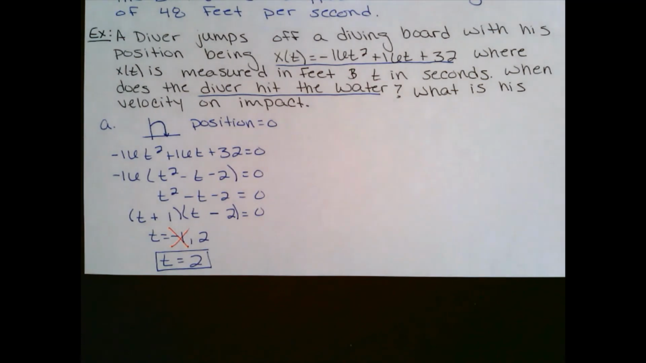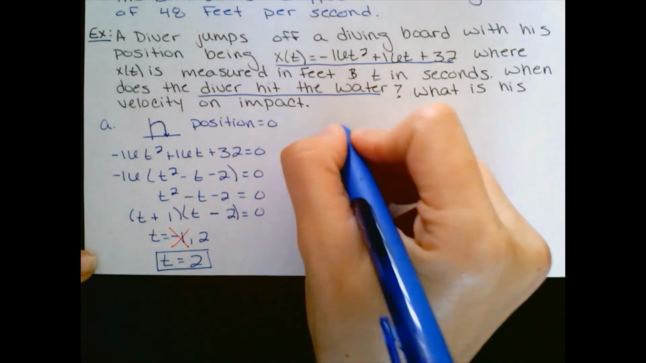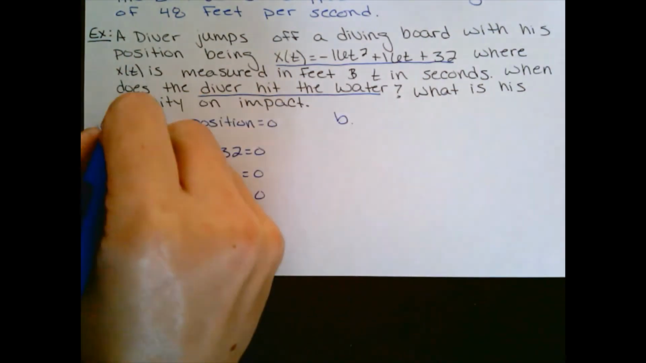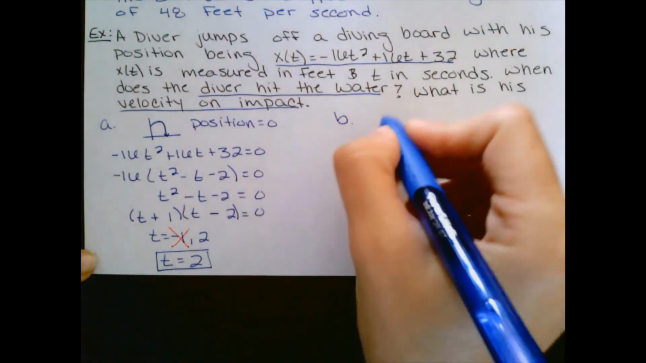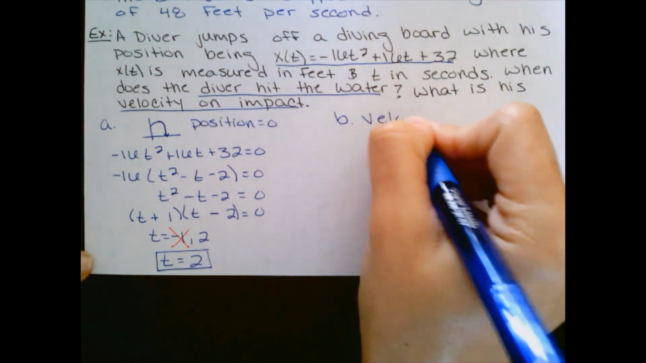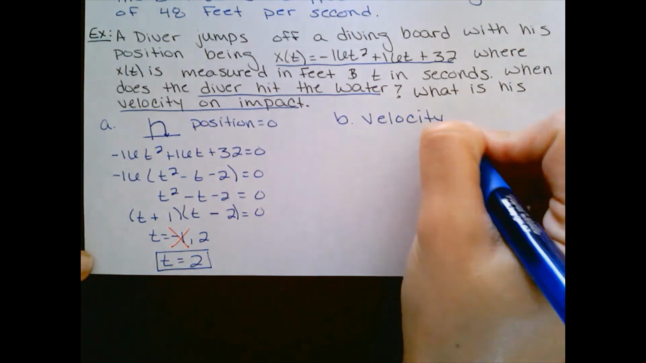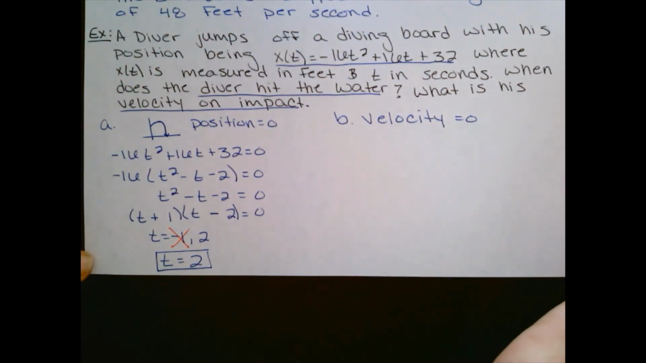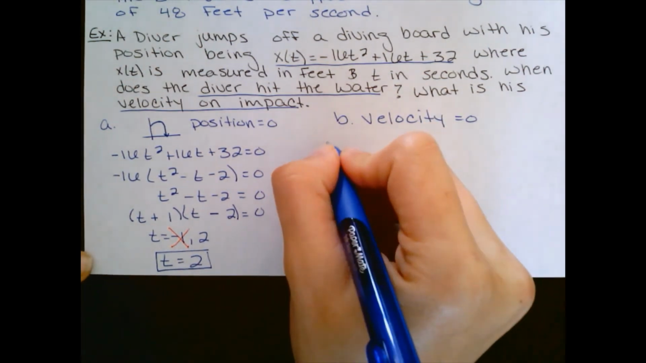So the next part of this question says, what is his velocity on impact? So impact means that he has stopped moving, okay? And we had written a little while ago that velocity being set equal to 0 represents someone or an object not moving. So for part B, because it says velocity on impact, that means they want to know when velocity equals 0. We also said the velocity is the first derivative.